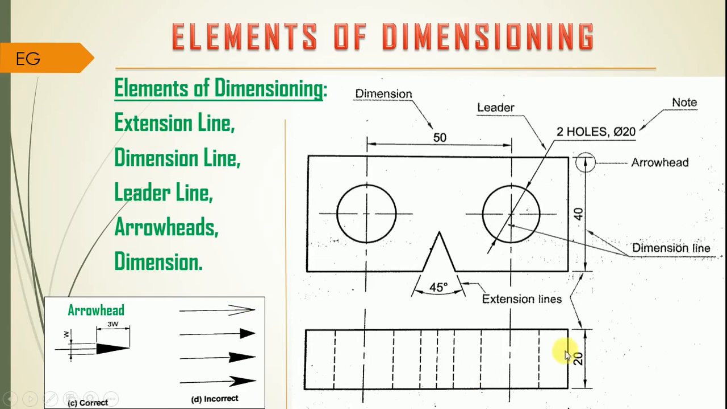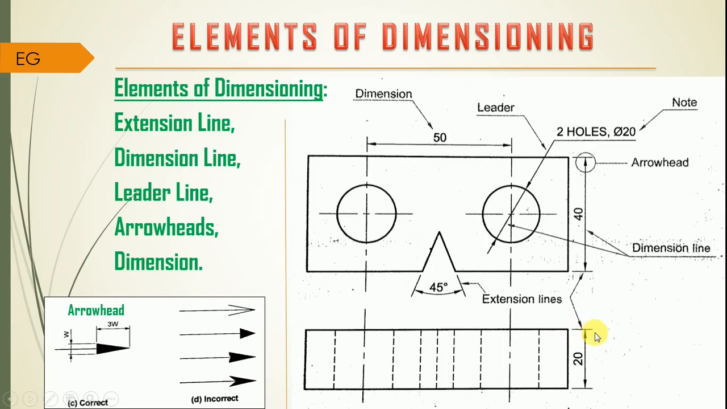Extension line. As we have to show the dimension of any particular component, say here we have the top view of that respective object, in which we have to show its height. So we have to show this dimension as 20 mm. Now to show the height as 20 mm, from these two ends, the bottom end and the top end, we just draw two continuous thin lines, and they are actually the extension lines.